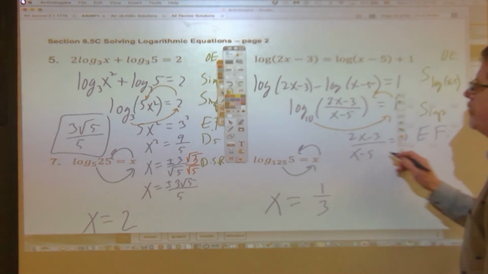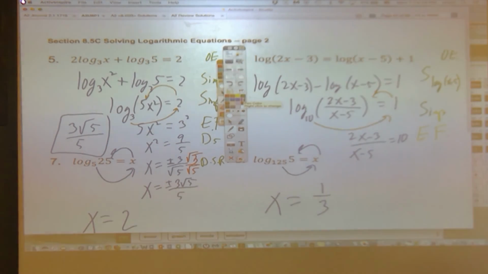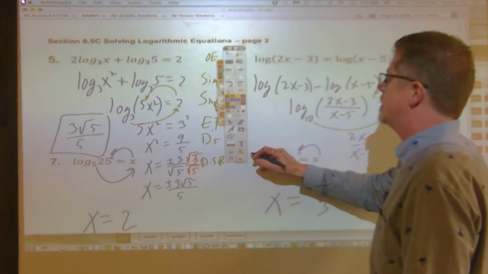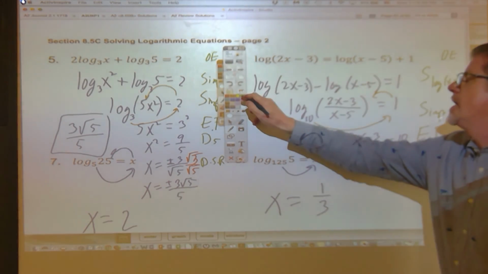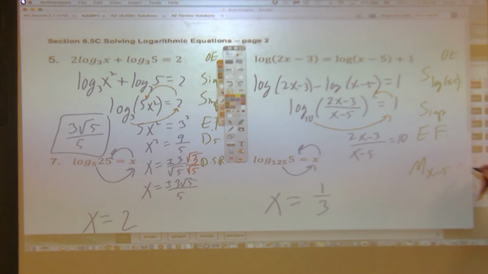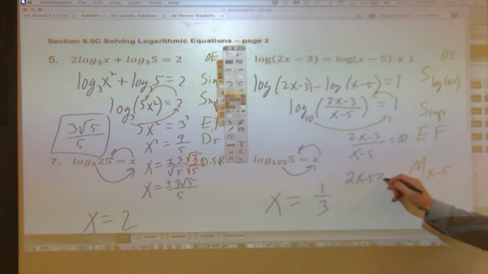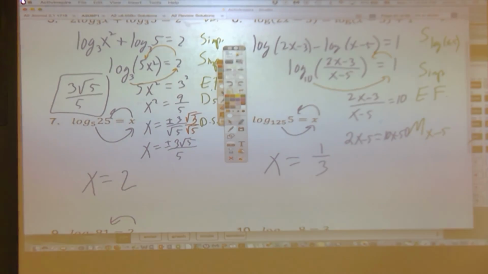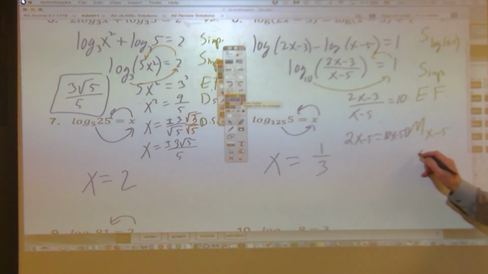And here's a move you don't see every day. Sometimes you walk in here, you see dance moves that you definitely don't see every day. Here is an algebraic move that I guarantee you do not see every day. And it's the move: multiply by x minus 5. If you multiply both sides of this equation by x minus 5, distributing on the fly, you get 2x minus 3 equals 10x minus 50. Finish it up from there, solve this equation for x.